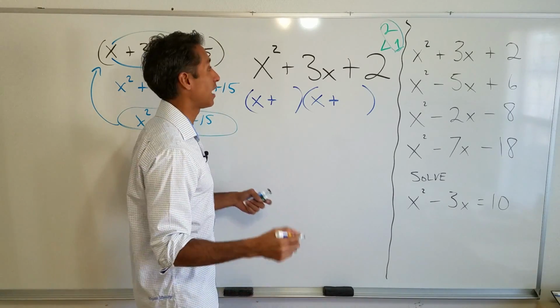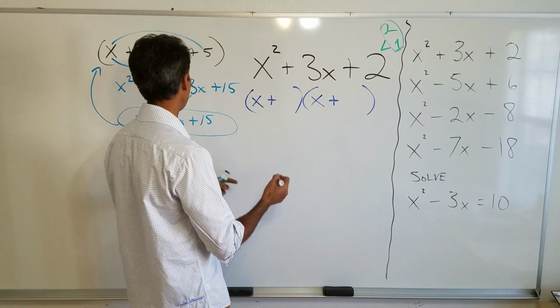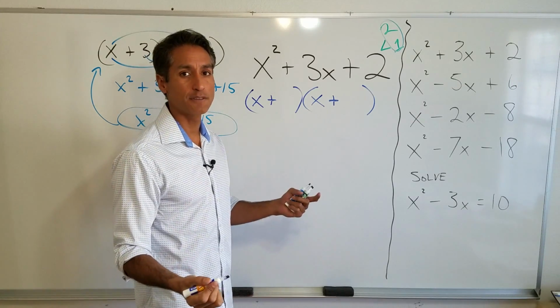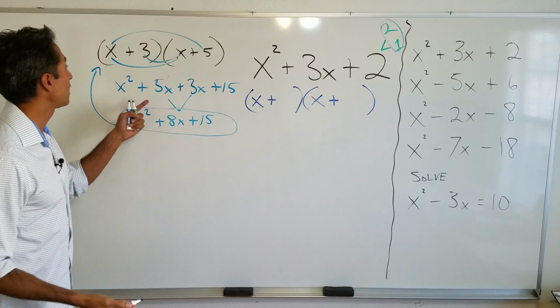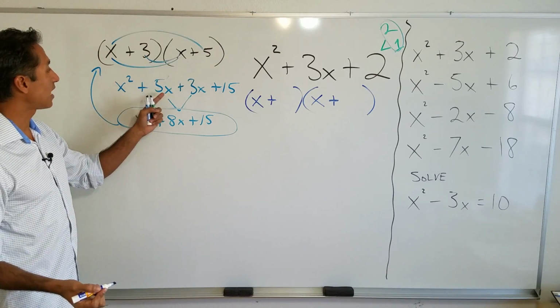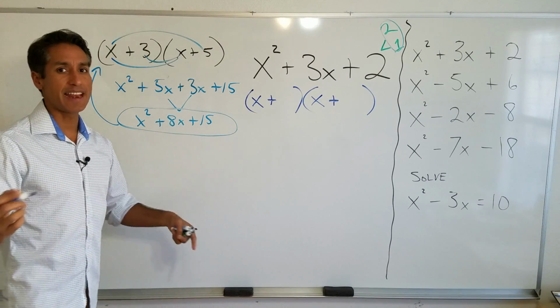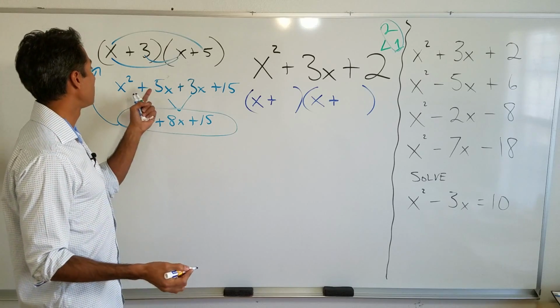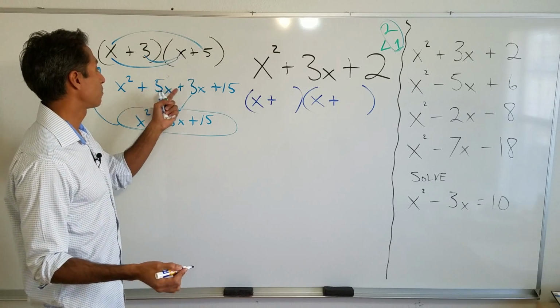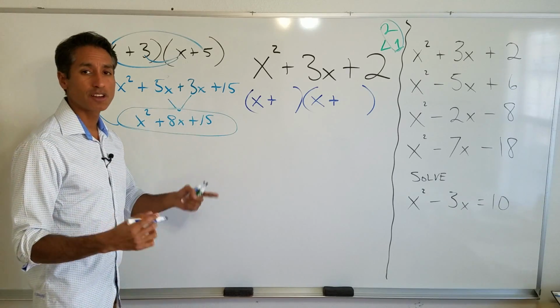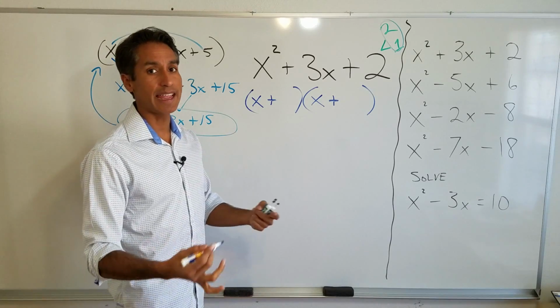No, it doesn't. And the reason it doesn't matter is because you're going to be multiplying this stuff together. So just like over here, I did my outside, inside. What if I did inside then outside? You'd get the same thing. You'd get a plus 3x plus 5x. And so you're going to still get the same like terms.